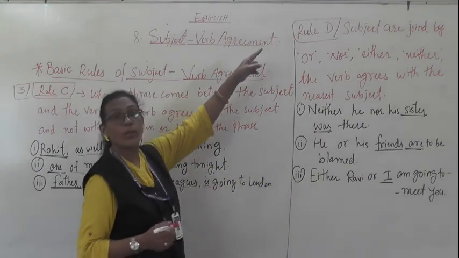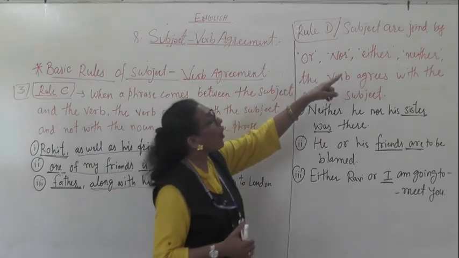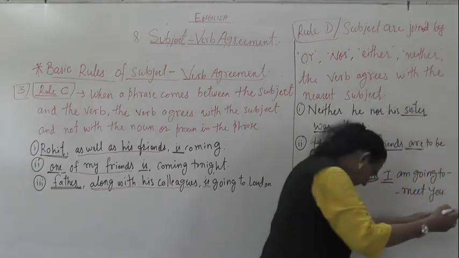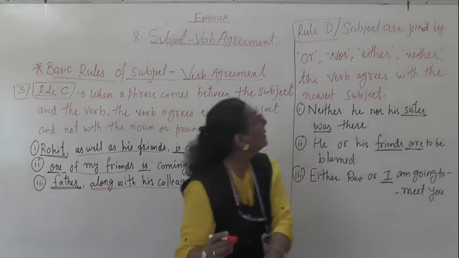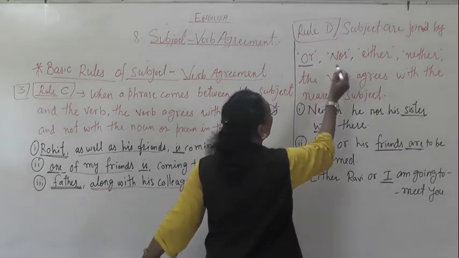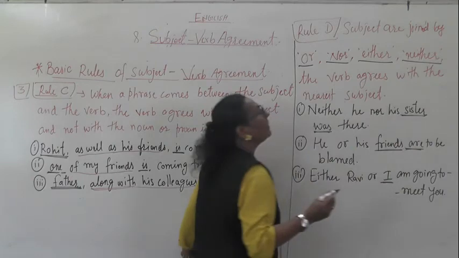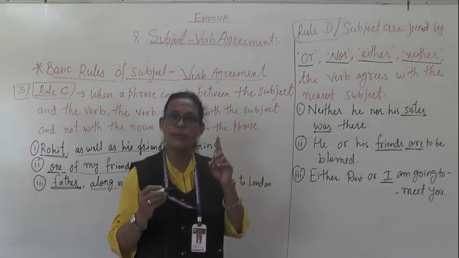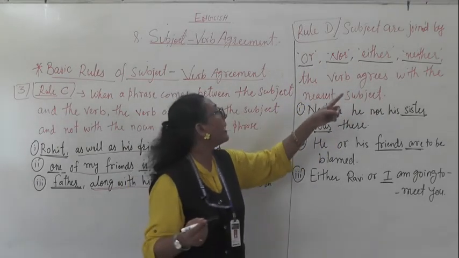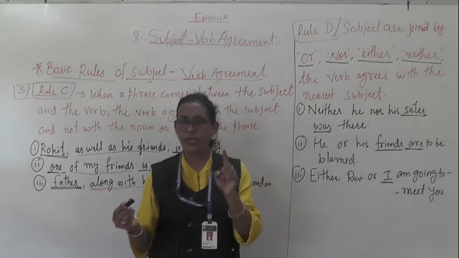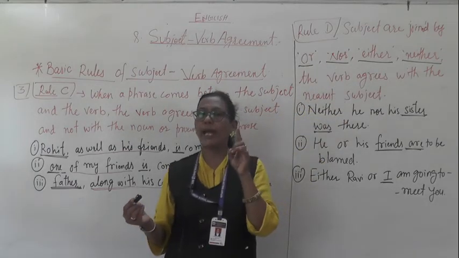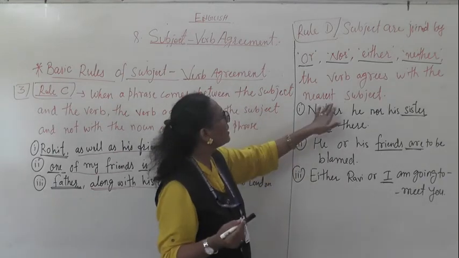Now rule number D. What is rule number D? Subjects are joined by "or", "nor", "either", "neither". If nouns, naming words, are joined with or, nor, either, neither, the verb agrees with the nearest subject. If in the sentence these come, nor, or, either, neither, then which verb will agree? The one nearest to that subject. See, nearest subject.